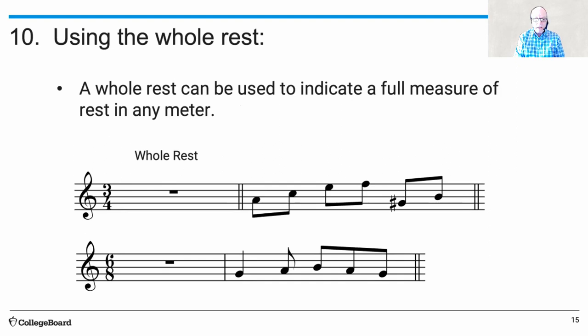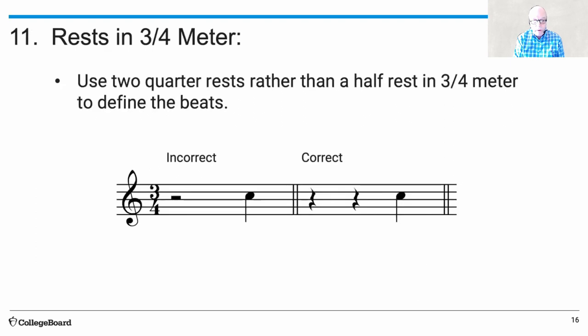Number 10, the whole rest. It can be used to indicate a full measure of rest in any meter. So like there are only three beats in a measure of 3/4, but that's the whole rest. In 6/8, there are two beats subdivided into six. There's still a whole rest that takes care of the rest value. Number 11, when we have rests in 3/4 meter, use 2/4 rest rather than a half rest to define the beats, as in this example.